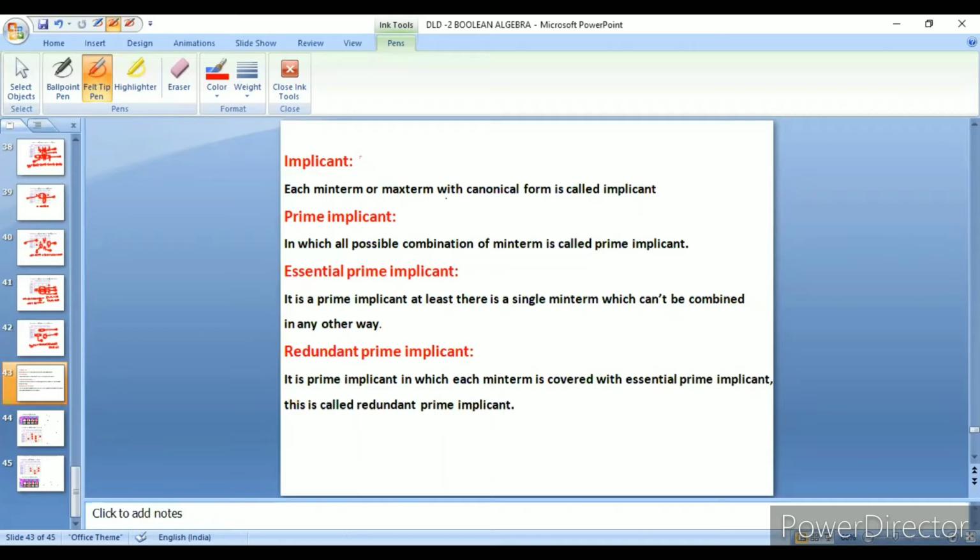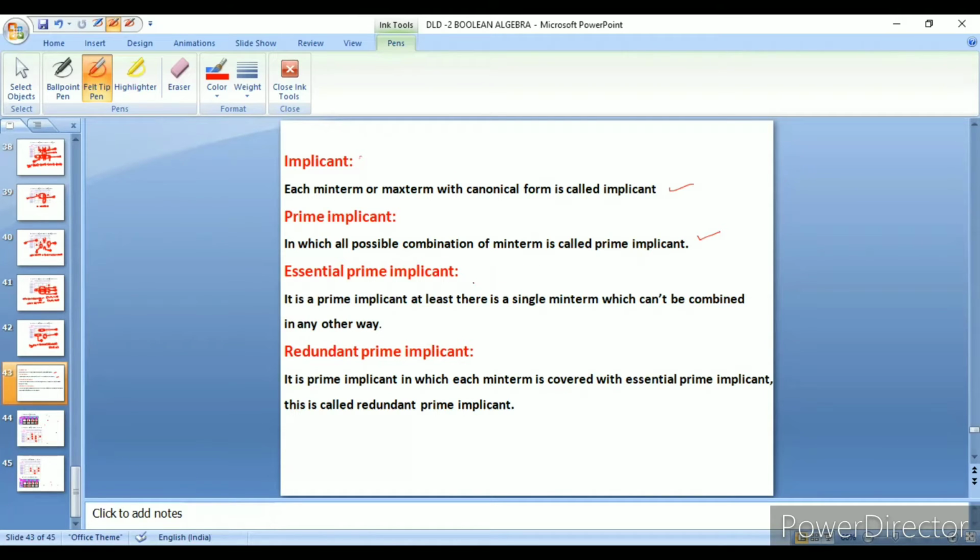Each minterm or maxterm with canonical form is called an implicant. Prime implicant: all possible combinations of minterms. Those pairs and quads are called prime implicants.